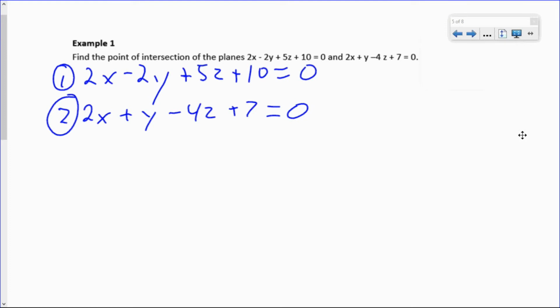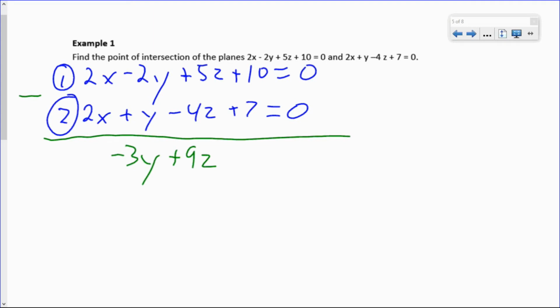So all I've done to get started with this example is write the equations of the planes and label them equation 1 and equation 2. Now notice I've got them lined up nicely, and that's because I'm going to use elimination. Remember that elimination is the idea that you can add or subtract two equations to eliminate a variable, keeping in mind that you could multiply one or both of the equations by a constant if that's required. In this case, I can see that if I take equation 1 and subtract equation 2, the x's will eliminate. I'll get negative 2 minus y, which is negative 3y, 5 subtract negative 4 is positive 9z, plus 3 equals 0.